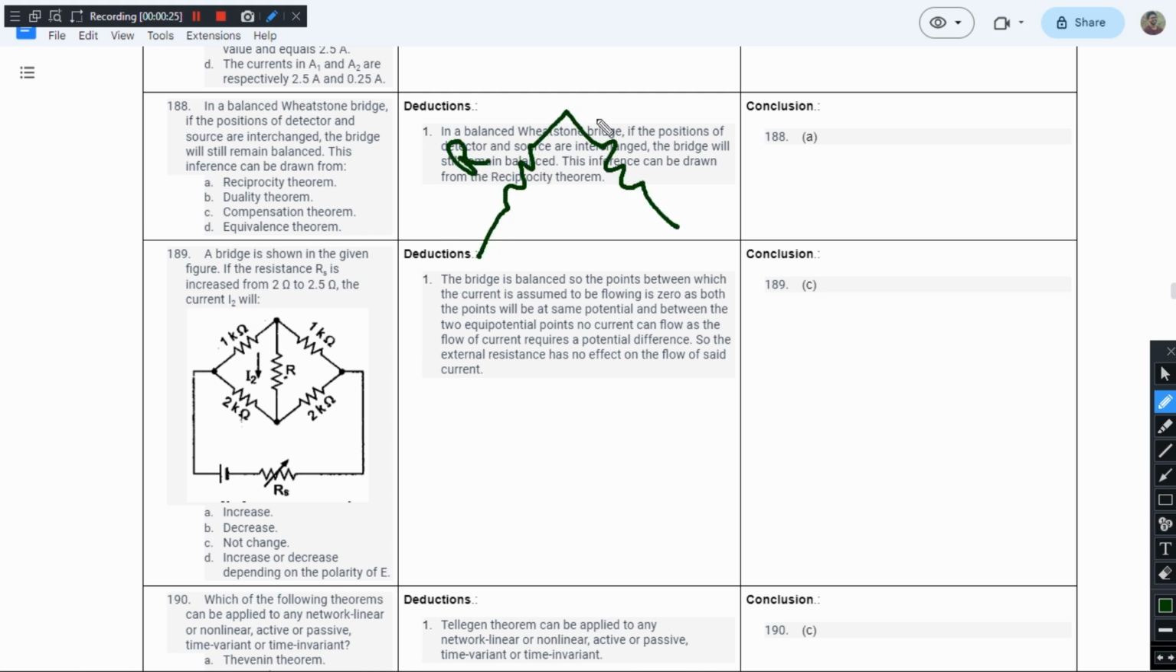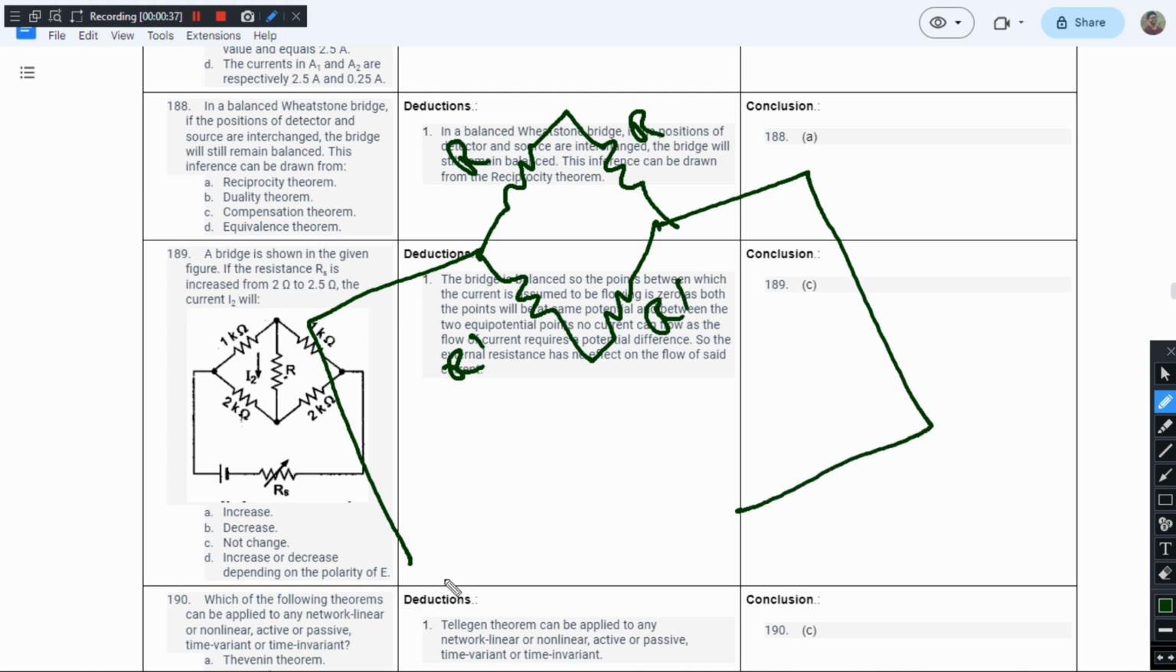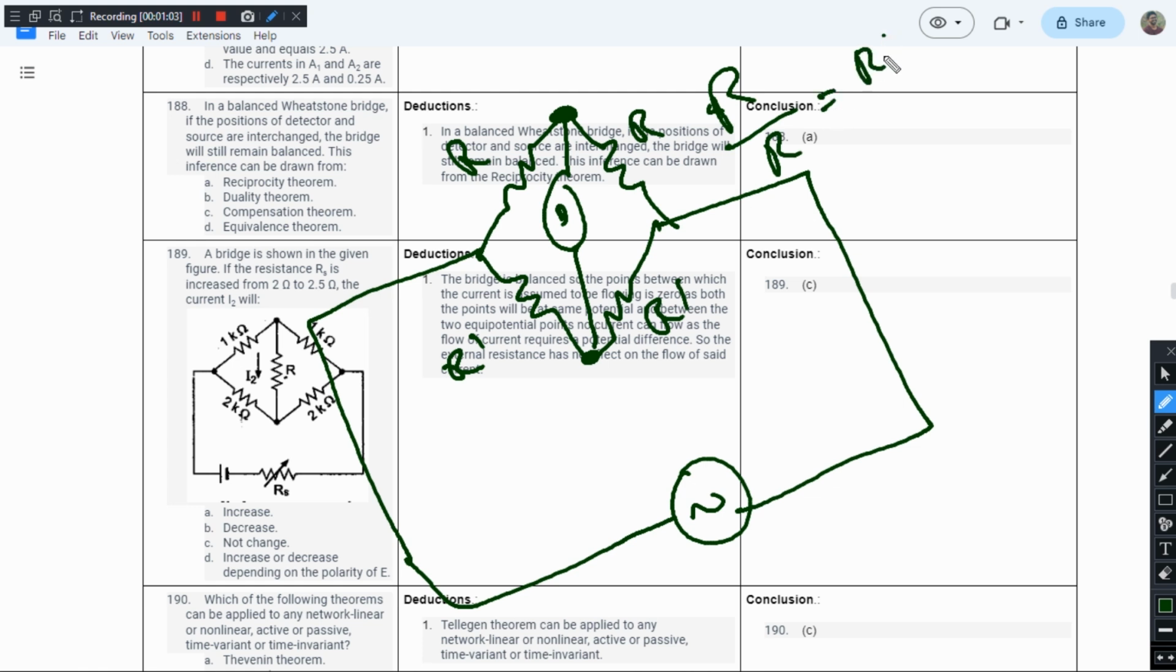So let us say this is R and this is R, and this is R prime and this is R prime. So at first the source was connected here, and the detector will be connected here. We will say that the Wheatstone bridge is balanced when the points to which the detector is connected are at the same potential, the ratio of resistances connected to this very same point must be equal, that is R by R equal to R prime by R prime, which is 1 equals 1.